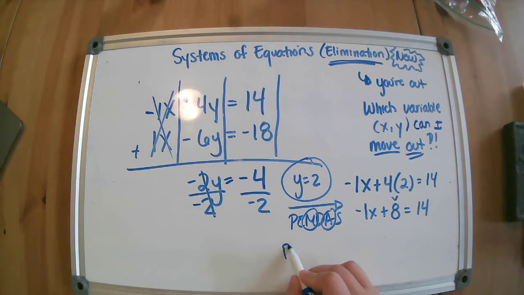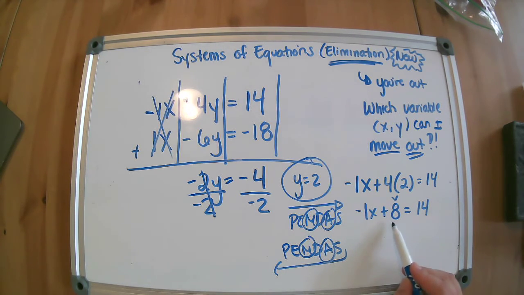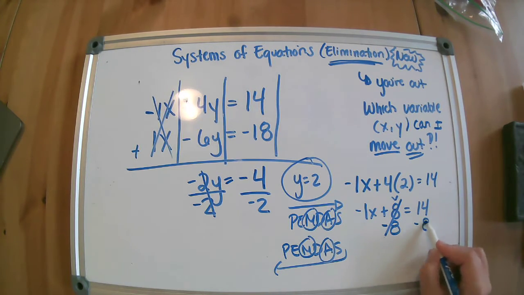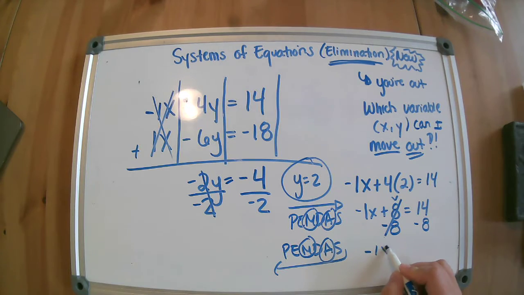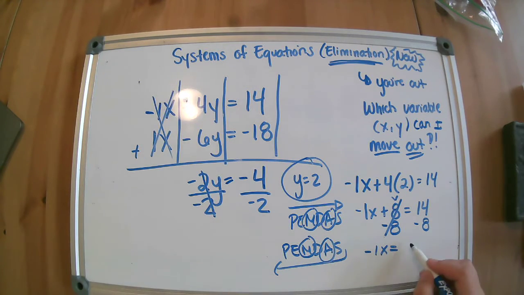All right, now we're doing reverse PEMDAS, opposite direction. If I'm going in this direction, I have some addition here and I have some multiplication. I'm going to address the addition first since I'm moving from this way to this way. A comes before D in that order. So to get rid of this plus 8, the opposite would be to subtract it. So I subtract it on both sides. So you get negative 1x equals, and then we'll do 14 minus 8, and we get 6.